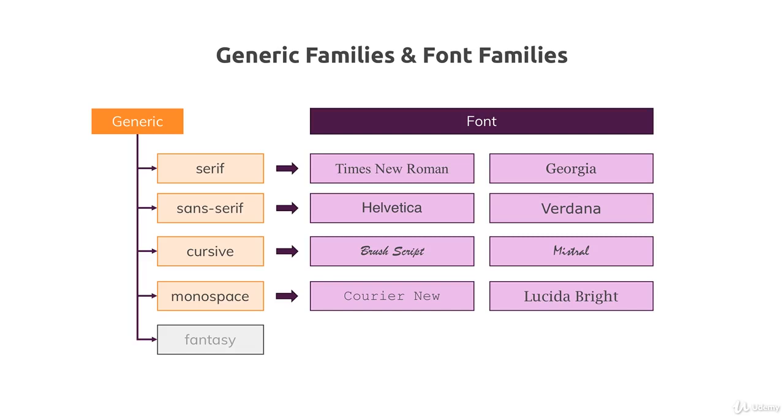So that's the general theoretical background that we need. We have generic families, which kind of define a specific core attribute. And inside these generic families, we have multiple font families, which share this common attribute, of course, but nevertheless look different. So that's the first theoretical introduction. Let's now go to our browser and see if we can find such generic families and font families in there.